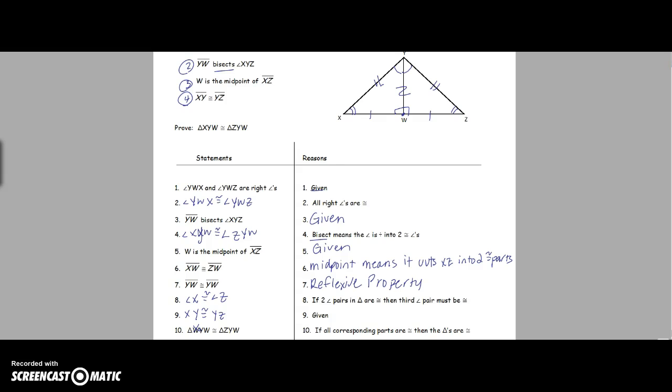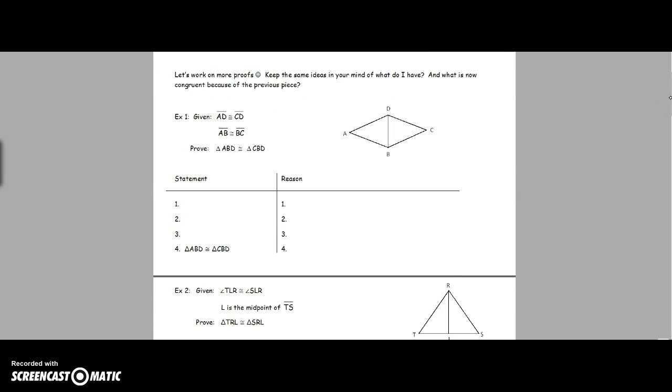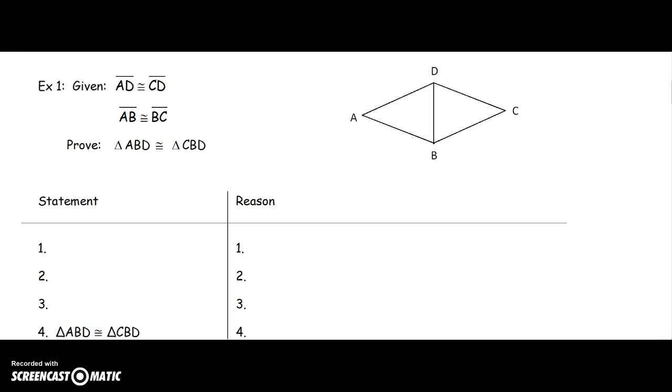Now this proof was so long. We proved every side congruent, every angle congruent, but it's not always going to be like that. You only need to have 3 congruent parts. Let me make my screen bigger. You only need 3 congruent parts. So because we only need that, we have angle side angle, angle angle side, or HL. These are the congruency postulates that we talked about last week.